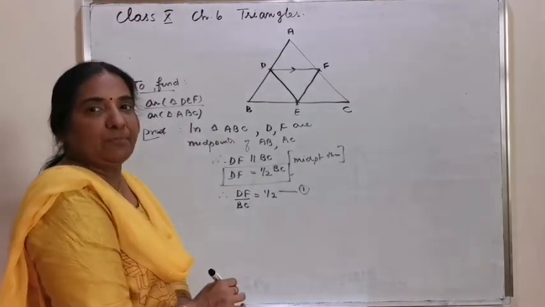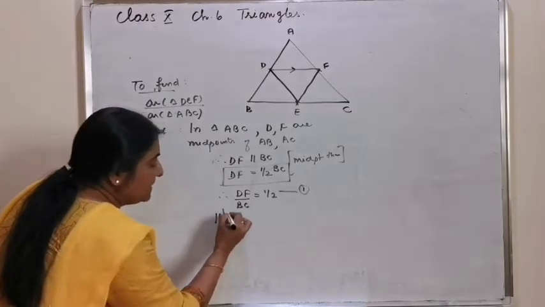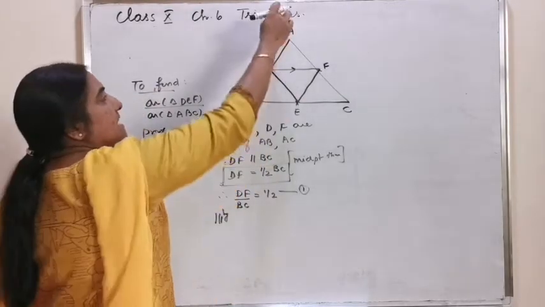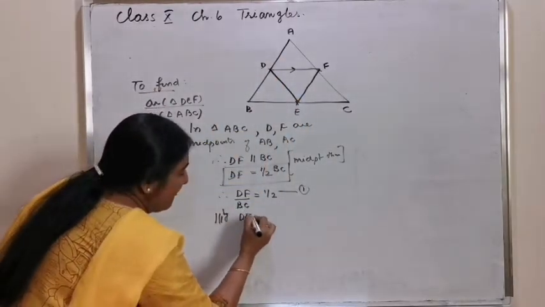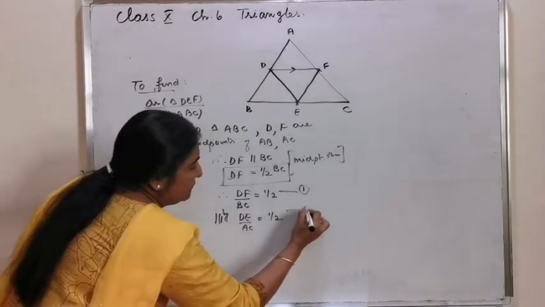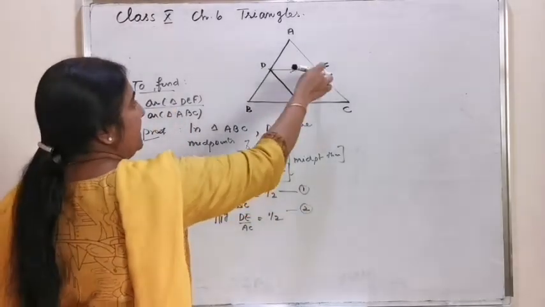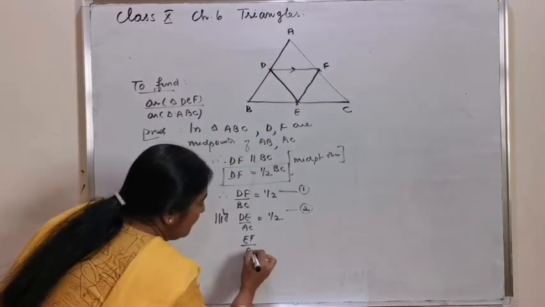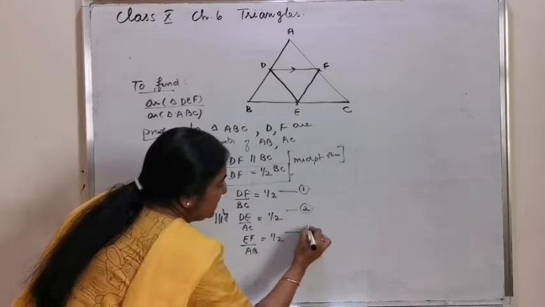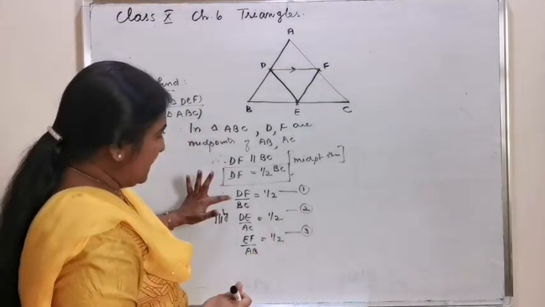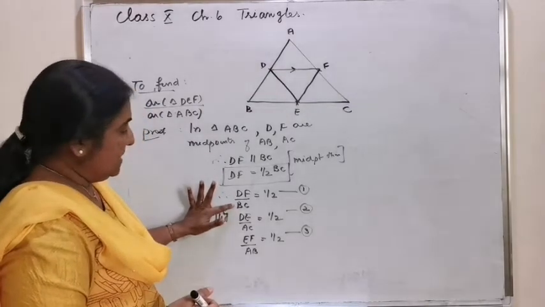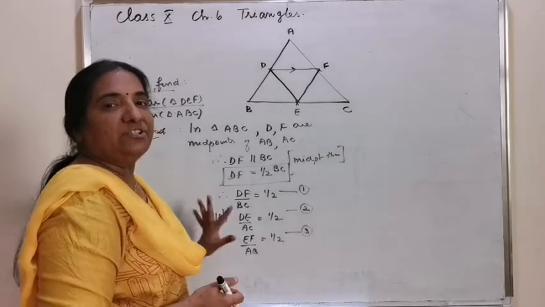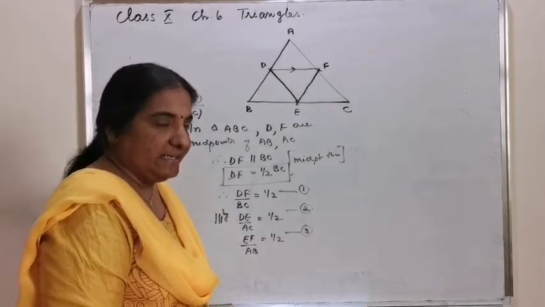Can we write the other proportional sides also as DE by AC equal to half, equation number 2, and EF by AB is equal to half, equation number 3. From 1, 2 and 3, DF by BC equal to DE by AC equal to EF by AB shows that the triangles are similar by SSS criteria.